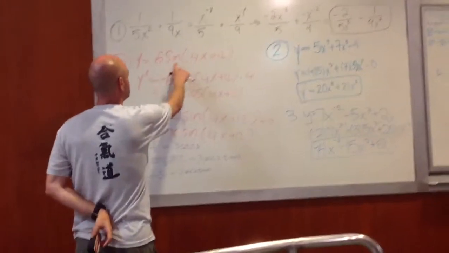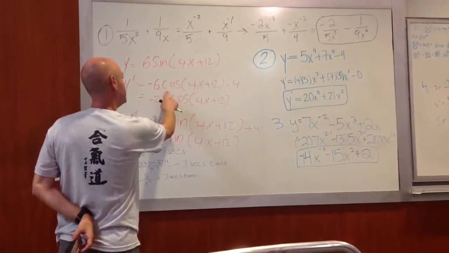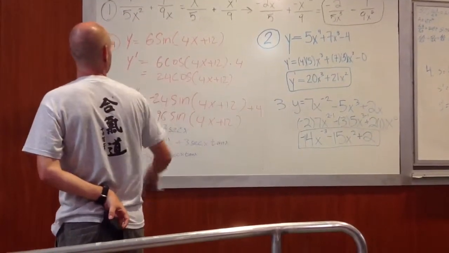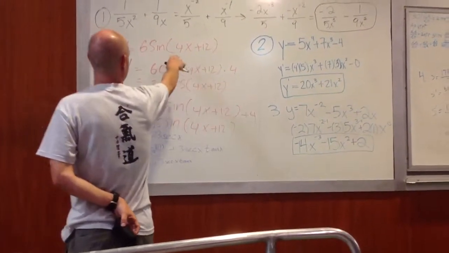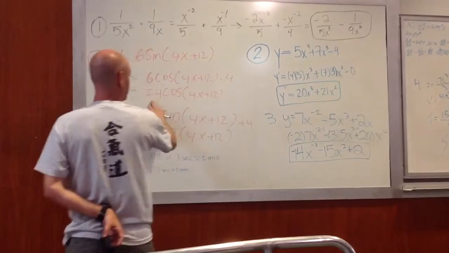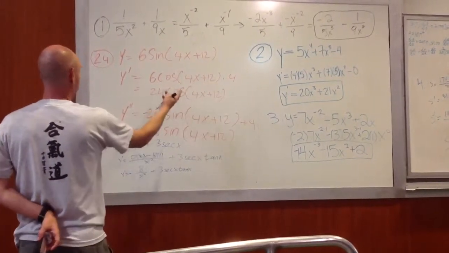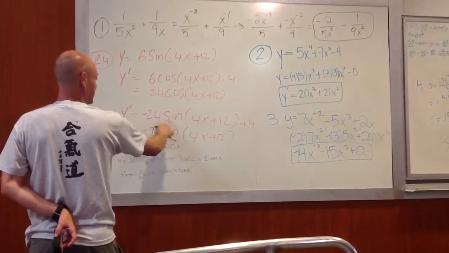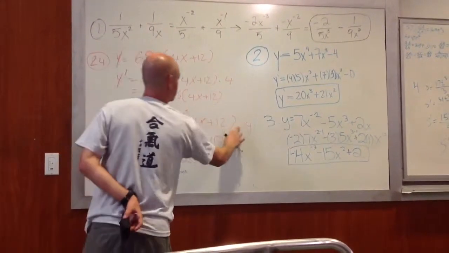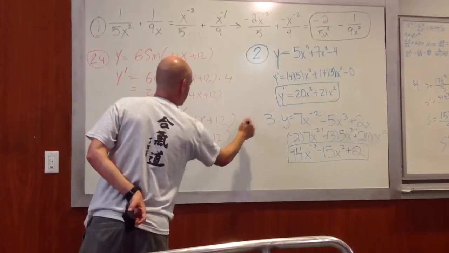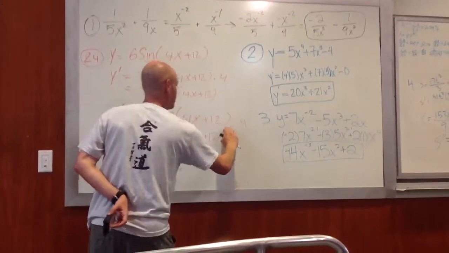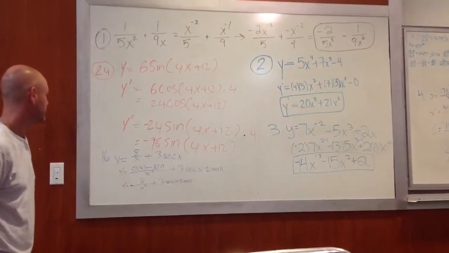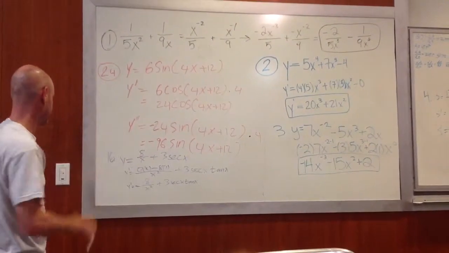So derivative of sine is positive cosine. With the chain rule, you get the extra 4, so there's your 24. And we're looking for y double prime here. So that gives you your negative sine, good, times 4. And then looks good.